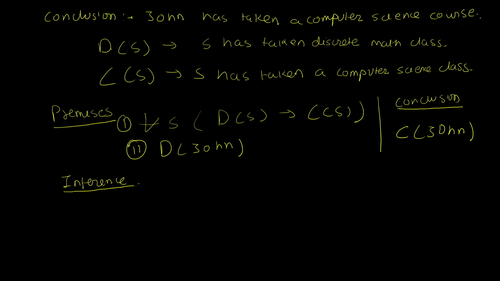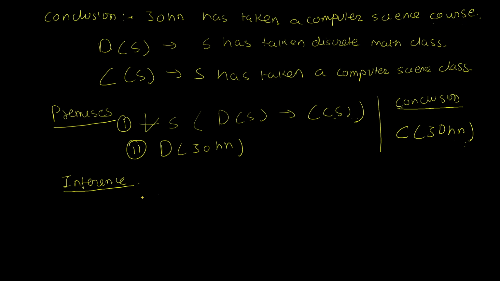So how can I use 1 and 2 and the rules that we learned earlier in order to reach C of John? Before we start to infer, let's see what we can do. For all students, studying discrete means studying computer science. So this rule would also apply for John. For John, studying discrete implies studying computer science. And we know that John studied discrete, and therefore we can say John studied computer science. So that's the logical flow. But how do we actually formalize it?